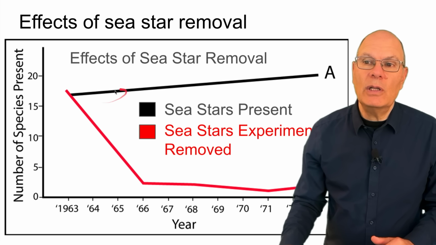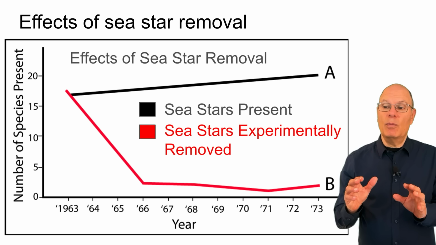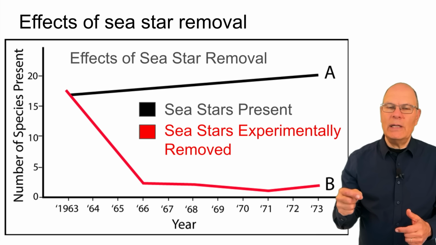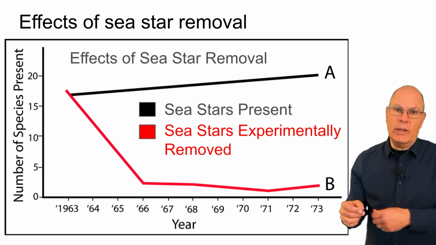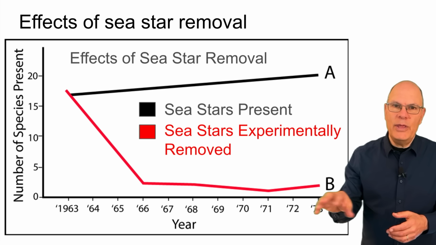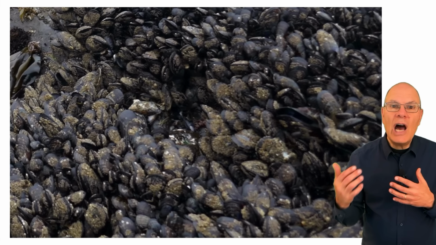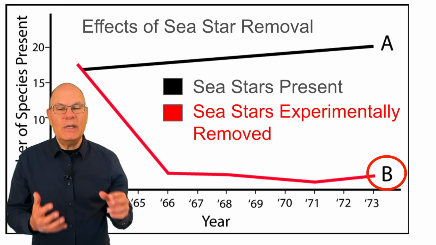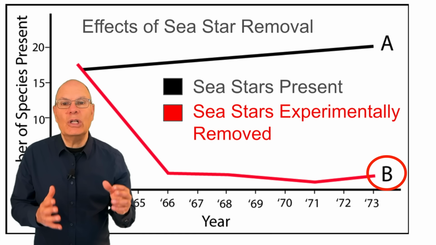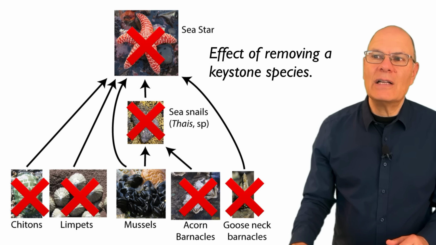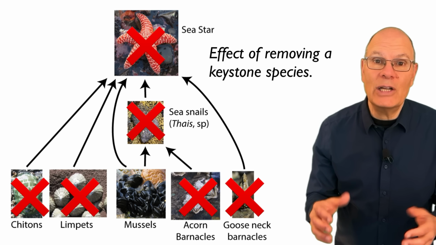So this is what this community looks like when sea stars are present. When sea stars are experimentally removed, which happened in a famous experiment by Robert Paine in the 1960s, where he took sea stars and threw them into the ocean away from the intertidal zone where they were preying on mussels, the mussels overgrew the entire intertidal zone, and that caused species diversity to fall. All the other species that were previously living in that zone couldn't live there anymore. That's the effect of the removal of a keystone species upon the diversity of a biological community.